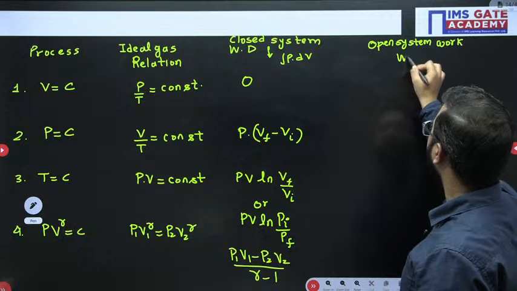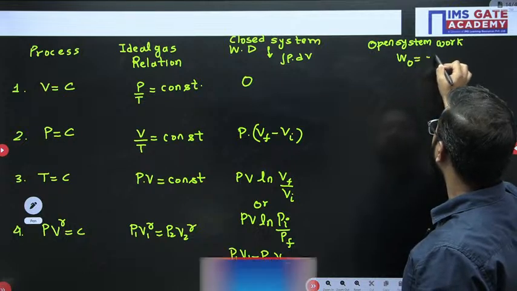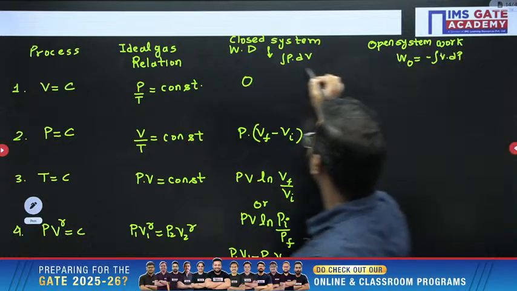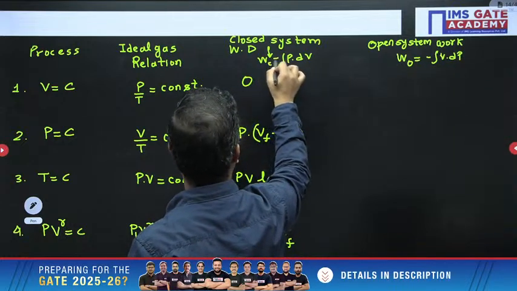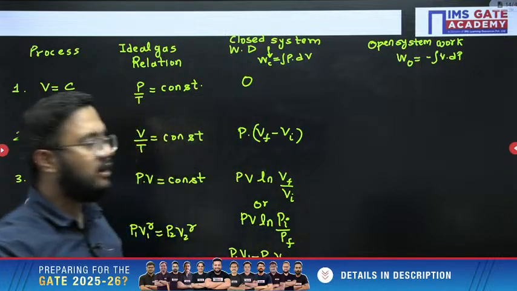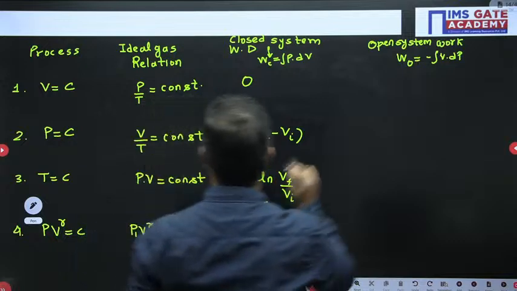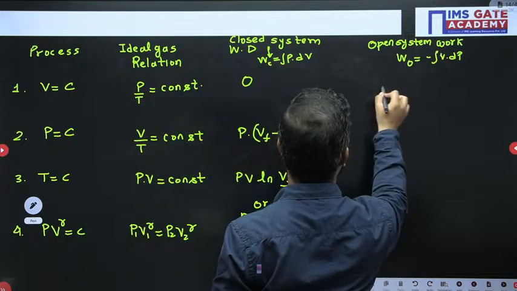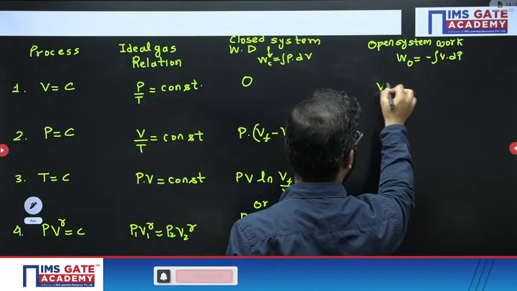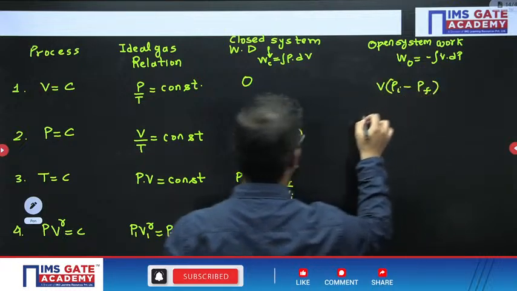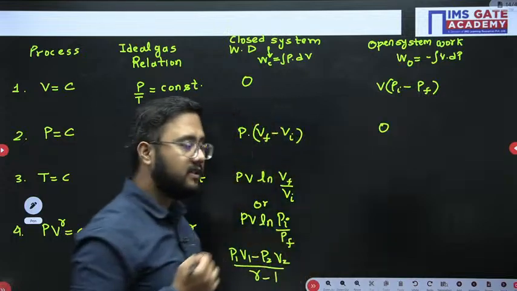Open system work is written as minus integration VdP. Closed system work is integration PdV, and open system work is integration of minus VdP. So for a constant volume process, the work done will be written as V(P initial minus P final). For a constant pressure process, the work done will be 0.